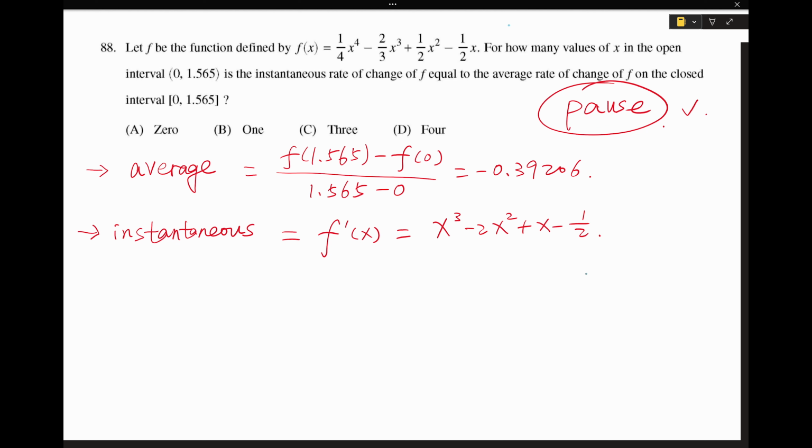And then we're going to use the graphical calculator to set these two things to be equal. The final result would be 3 different values of x. So that's why we have our final answer here to be option C.